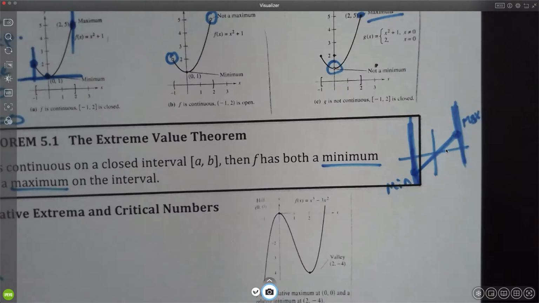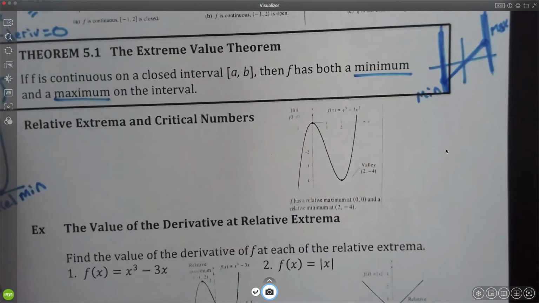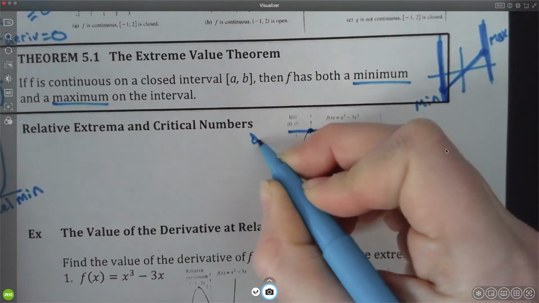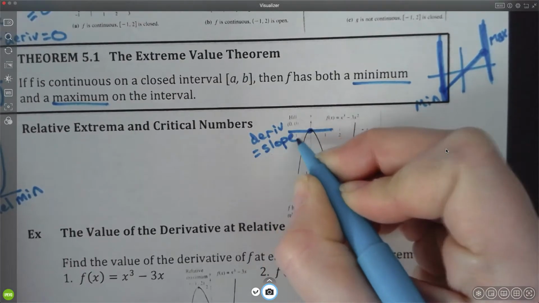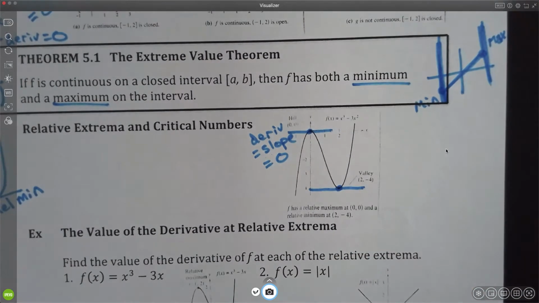All right, so this is what I was talking about down here, relative extrema and critical numbers. This is a maximum point, and it will have a derivative or slope that's equal to 0. Same thing with this one. It will have a derivative or a slope that's equal to 0, because those are maximum and minimum points. Their tangent line is horizontal, so 0. Okay?